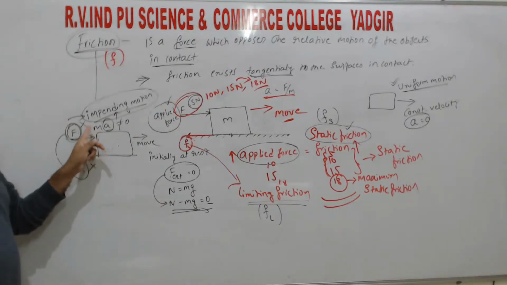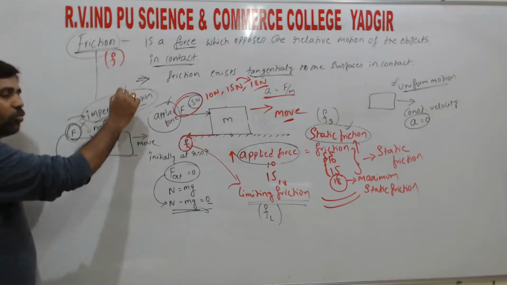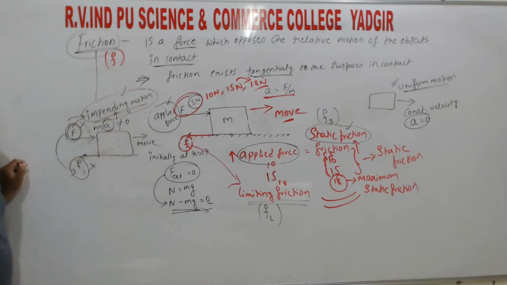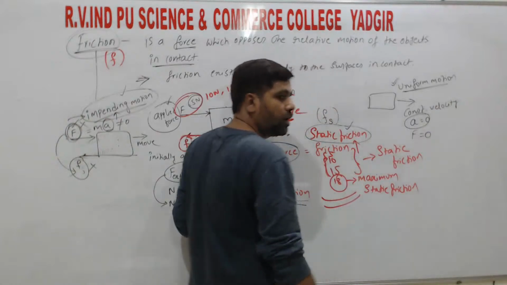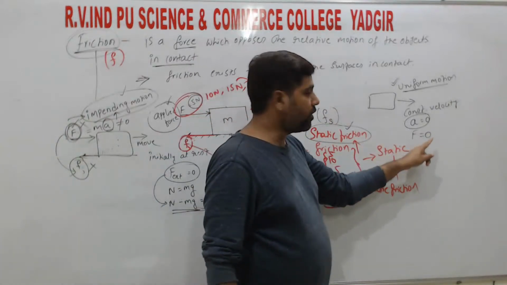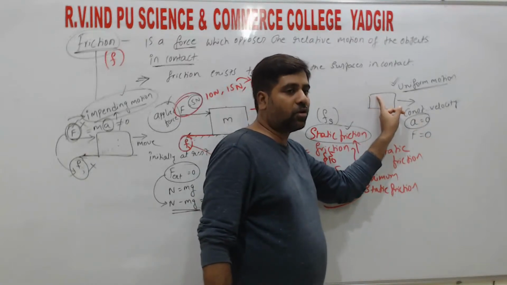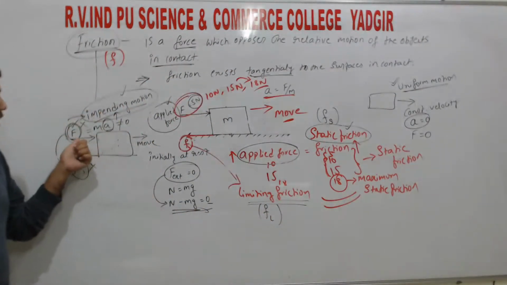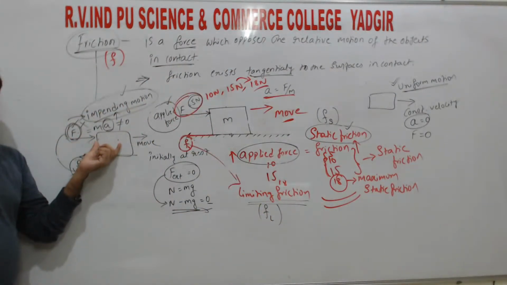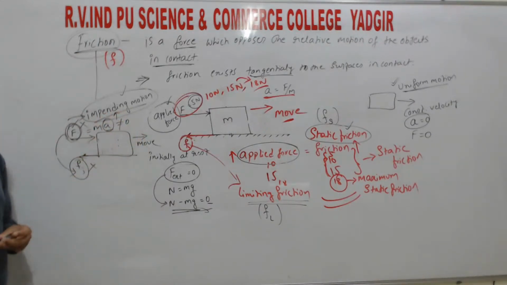There is a difference between uniform motion and impending motion. Wherever they mention impending motion, there is a force. Wherever they mention uniform motion, there the force is 0. Right? Because F is equal to m into a, where a is 0, then force is 0. So the net force acting on the object is 0. That type of motion we call uniform motion, right? So the force acting on a body due to which it moves, that we call impending motion, right?